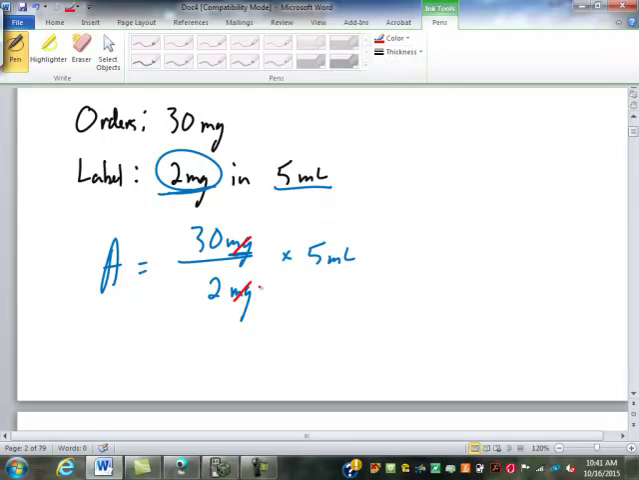So milligrams cancel. 30 divided by 2 is 15, times 5, 75 milliliters. So you would administer 75 milliliters of that liquid medication to the patient.